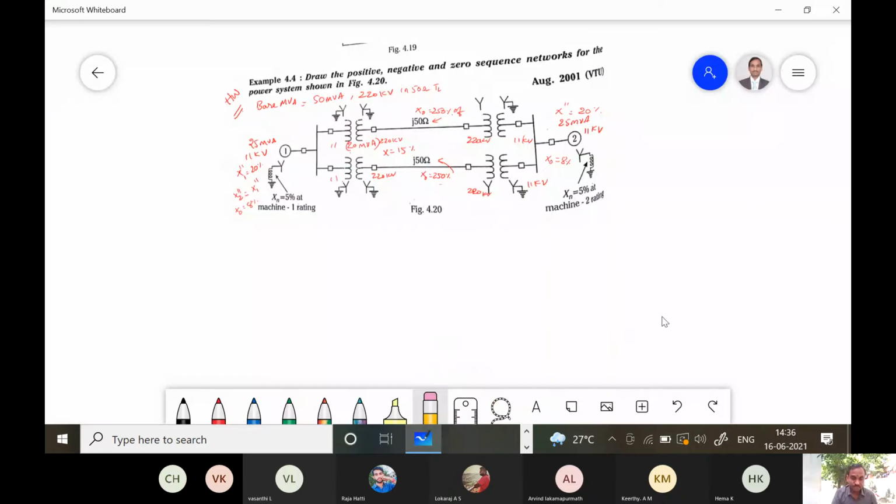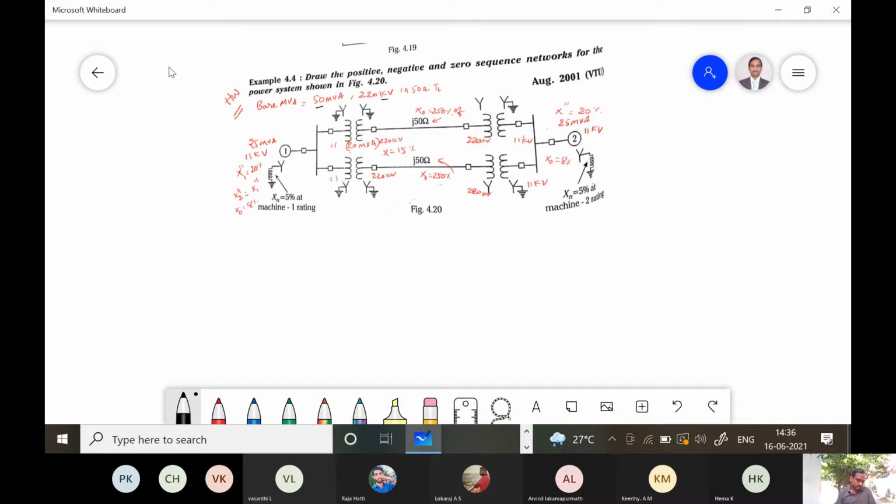Yesterday I gave one problem: draw the positive, negative and zero sequence network for the power system. All of you have taken it, I think. In this problem, the base MVA is given as 50 MVA, with a 220 kV, 50 ohm transmission line. So the given base MVA is 50 MVA, and the base voltage is 220 kV.